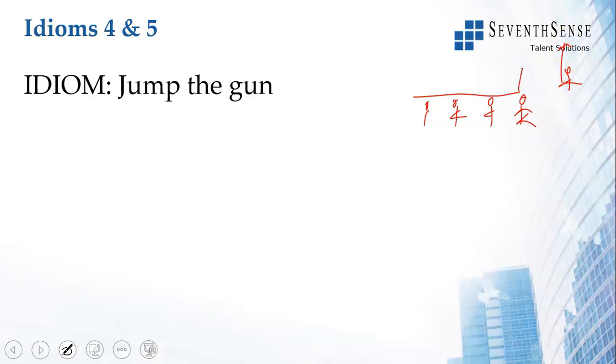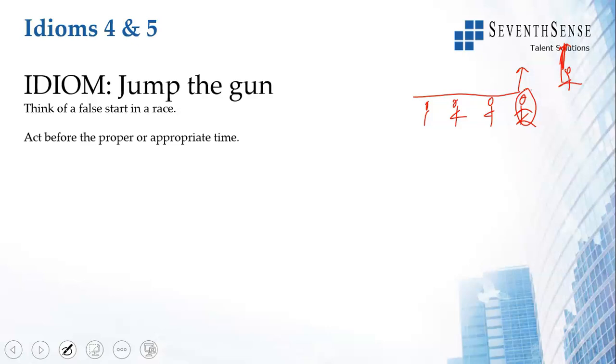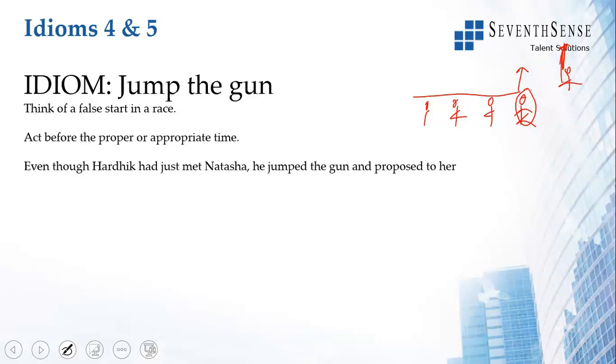In athletics, if you run before this person shoots, it is considered as taking illegal advantage. So the time has not started and you've already run. So if that happens, you get a warning and then you get disqualified. So if you see in athletics, think of this false start in the race, jump the gun. So there is a gun. Jumping the gun doesn't mean the gun is on the ground and you jump over it. You are jumping, meaning you're doing something before the actual start. Okay, act before the proper or appropriate time.